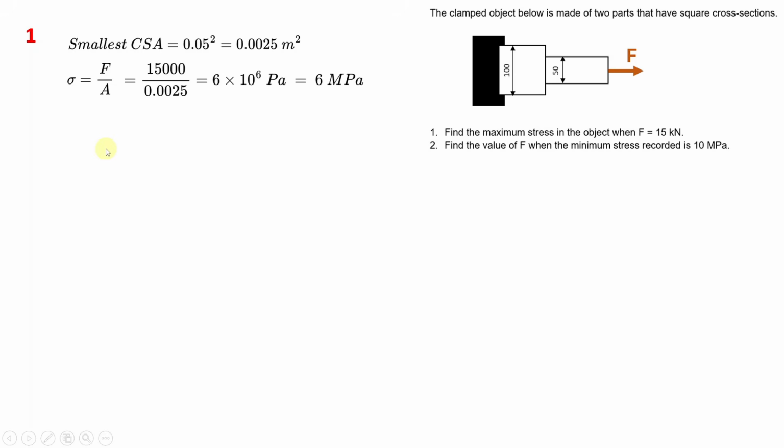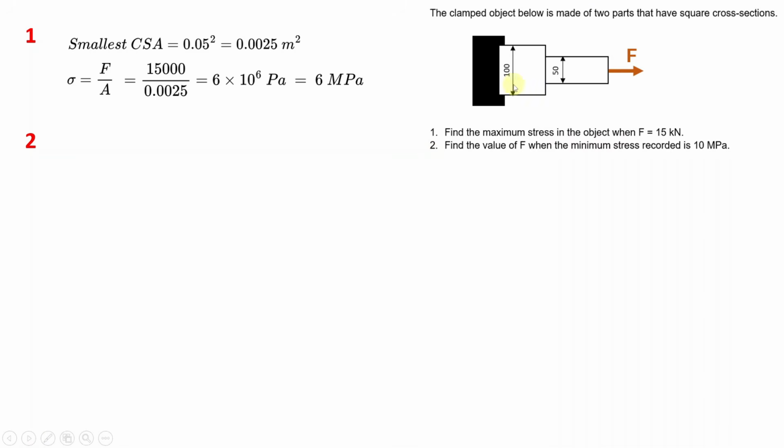And so for question number 2, now they tell you to find the value of F when the minimum stress recorded is 10 megapascals. Okay, F was equal to 15 for the first part of the question. For the second part of the question, it's a completely different problem. We do not know what F is, but we do know that the minimum stress that we have is 10 megapascals.